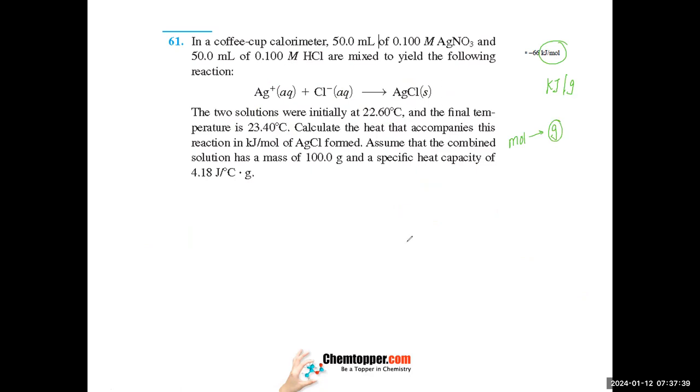In that case, you are going to write down delta H reaction as minus Q water divided by M. M is mass. Now the unit is kilojoules per gram. Delta H reaction is minus Q water over N. N is moles. Unit is kilojoules per mole. So they can only play this trick.